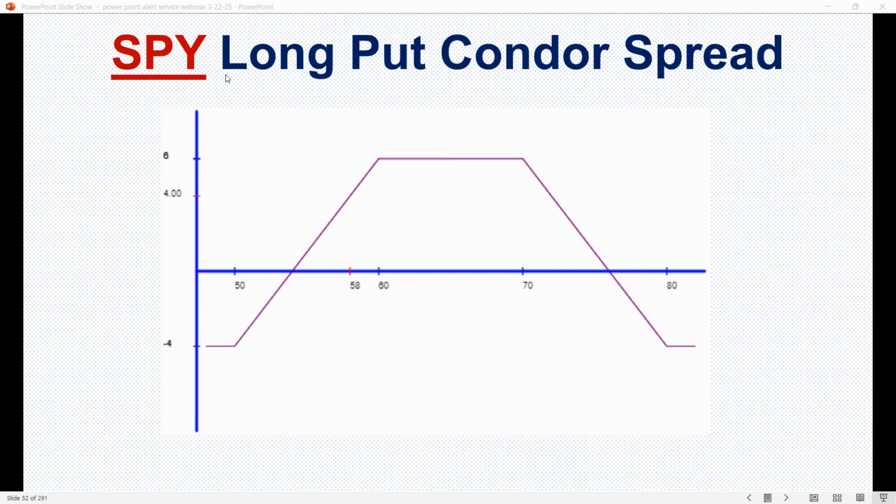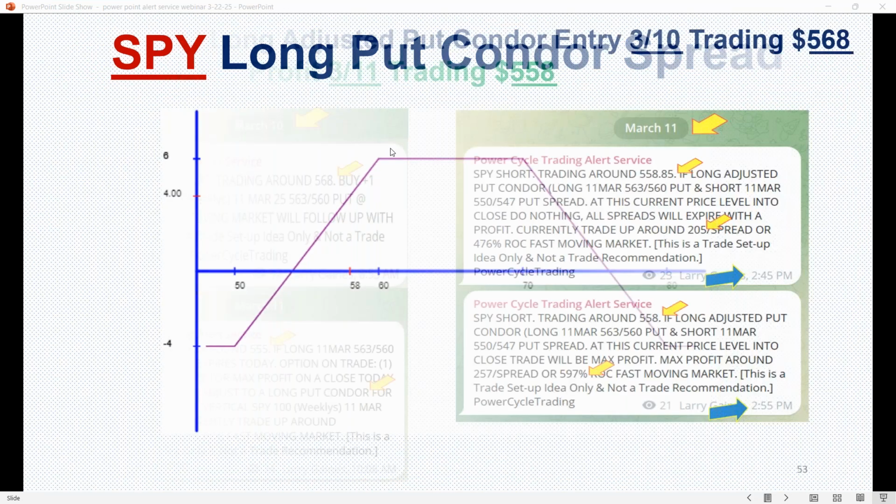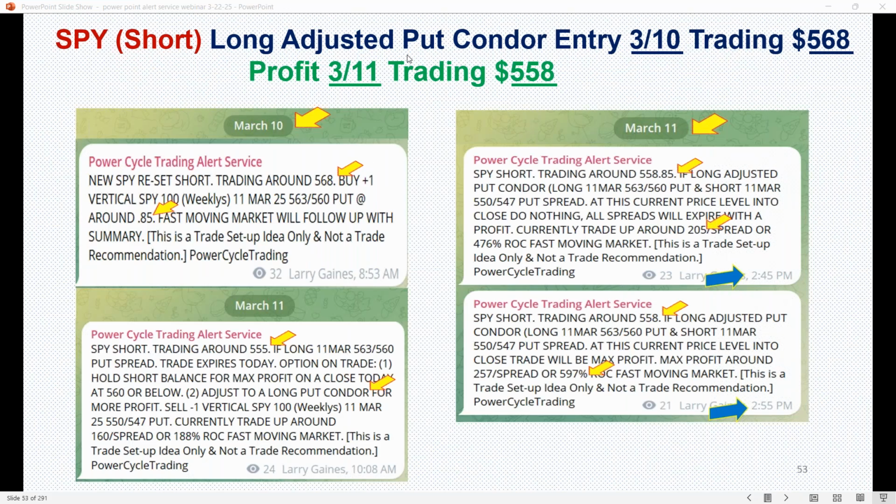This was on a short trade, SPY put condor. This is one that we started out with a put debit spread, and then we adjusted this to a put condor to lower the risk, and it gave us a huge return on really low risk. So it says here, this was on the 10th, SPY was trading at 568. New SPY short, trading at 568, buy a vertical spread, the 11 March 563, 560 put debit spread around 85 cents or $85, okay?